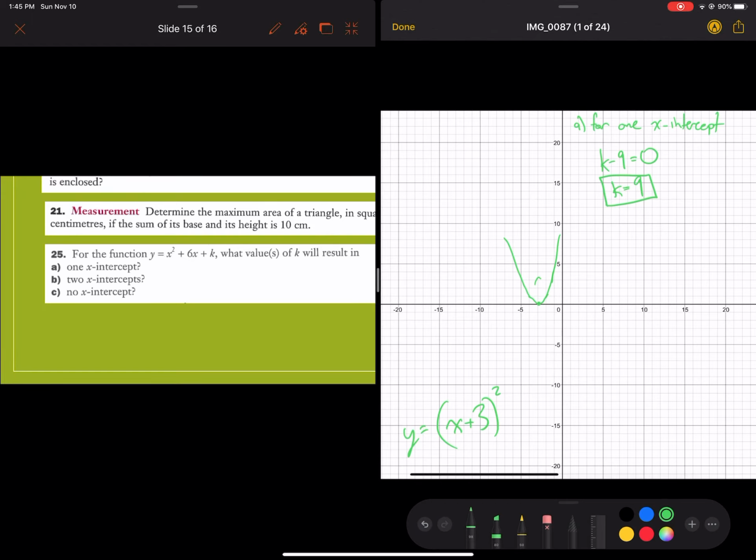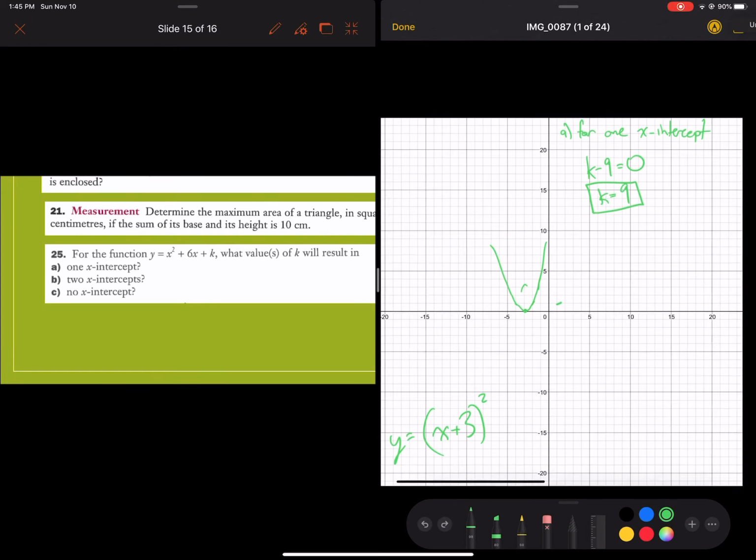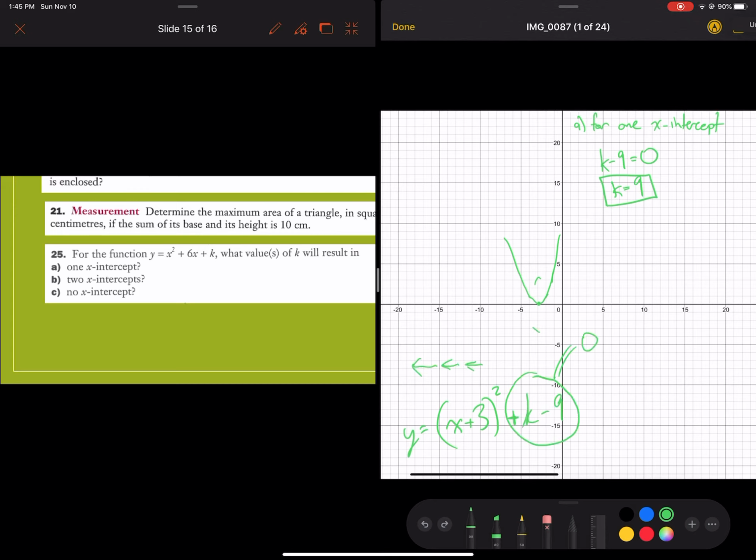Let's change that. I'm going to erase a little thing here. Question B, 2 x-intercepts. In order for it to be 2 x-intercepts, I need to move down 1, or any amount anyway. So if I move down 1, I'll have 2. If I move down 5, if I move infinity, it'll have 2 x-intercepts. Basically, we'll have a point around here, or here.